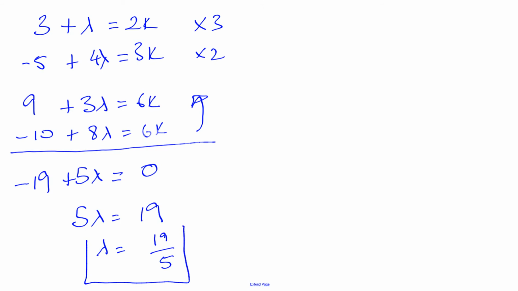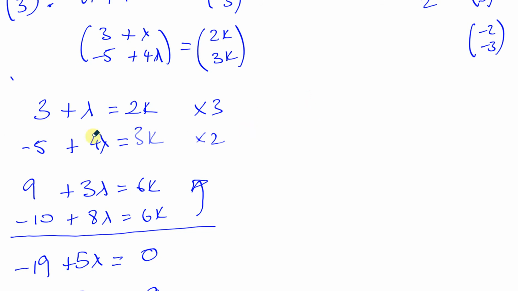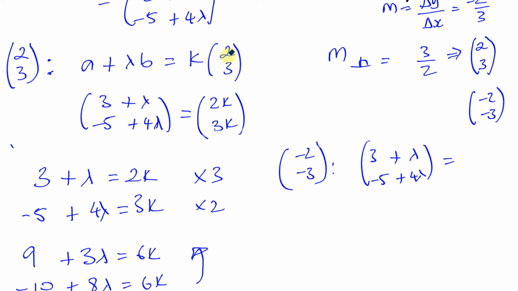Now, there's possibly another value for lambda, because we said there's also the case when we have the vector (minus 2, minus 3). So let's look at that case. In that case, we'll have 3 plus lambda and minus 5 plus 4 lambda is equal to, instead of (2, 3), this will be (minus 2, minus 3), so you'll end up with minus 2k and minus 3k.